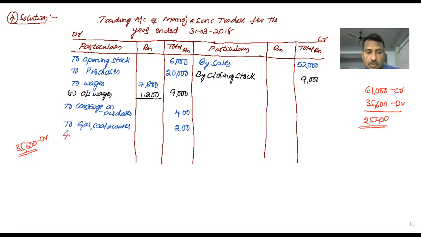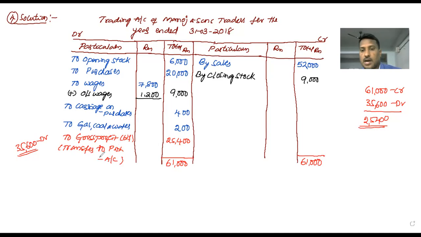This is called gross profit, the balancing figure. To gross profit, balancing figure 25,400. Now both side totals became equal, 61,000. This gross profit is transferred to the P and L account, meaning the profit and loss account.